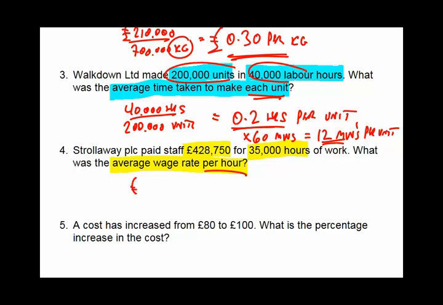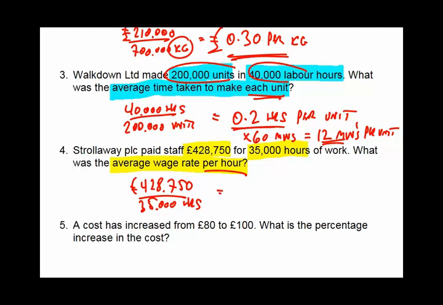So if I take the cost of £428,750, divide by 35,000 hours, because it's per hour. Now you can clearly see here, 35,000 hours cost us an awful lot more than £35,000. So we're clearly paying our staff more than £1 per hour, which you would hope. If you were only getting paid £1 per hour, that wouldn't be a very good wage rate.